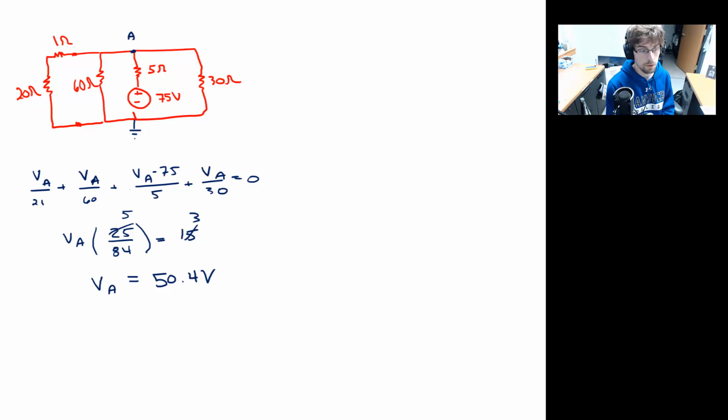So again, if we want the current I naught due to the 75 volt supply, we should take VA and divide by the path, which was 21 ohms. So let's go ahead and do that. Divided by 21, and I get something that says 2.4 amps. And again, if we look at the figure again, this is from left to right. Well, so what do we have at the end of the day?